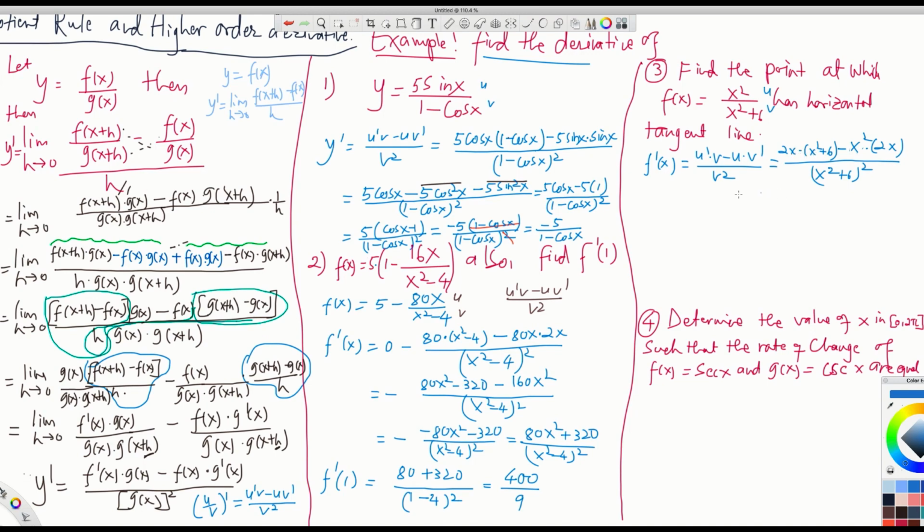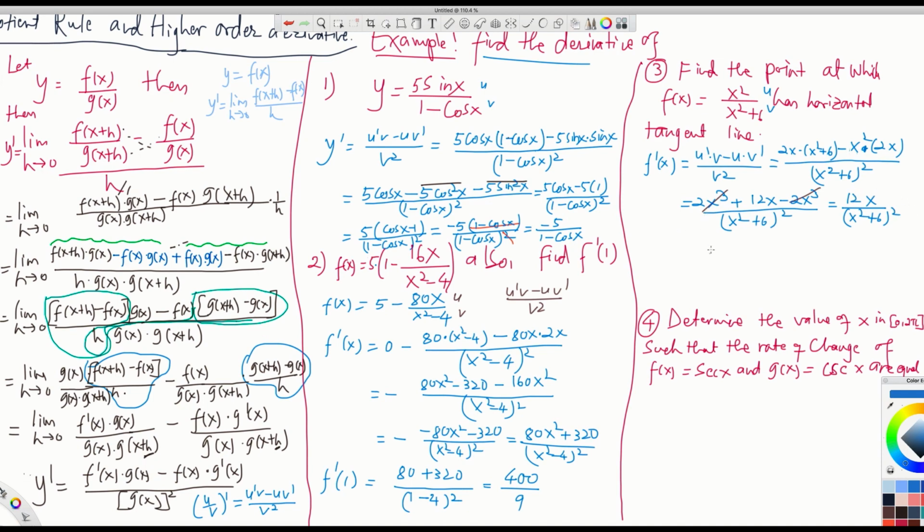So what you get is basically 2x times x squared, which is 2x cubed, right? 2x cubed, and then plus 12x minus 2x cubed, because I'm distributing that x squared times the 2x, right? Divide by x squared plus 6 squared. See that they cancel out? This negative 2x cubed and the positive 2x cubed cancel out. So what is left there is basically 12x divided by x squared plus 6, squared.